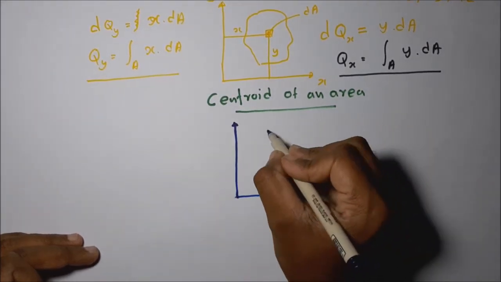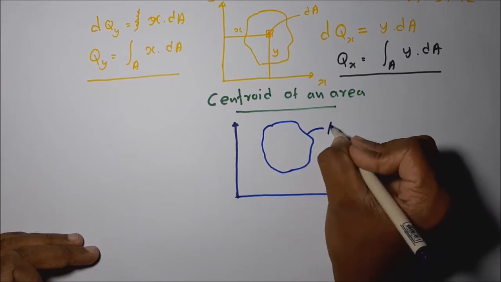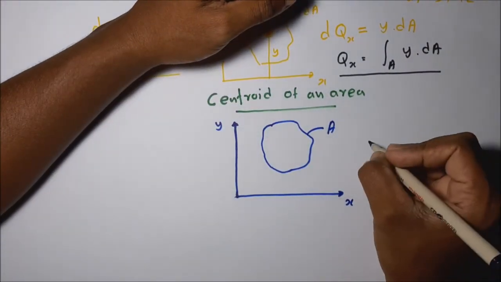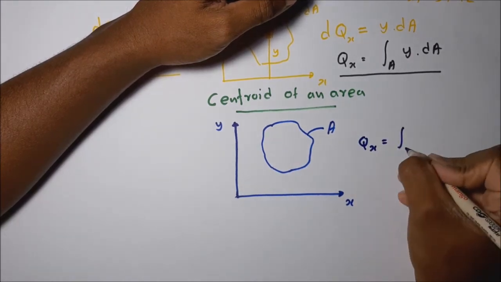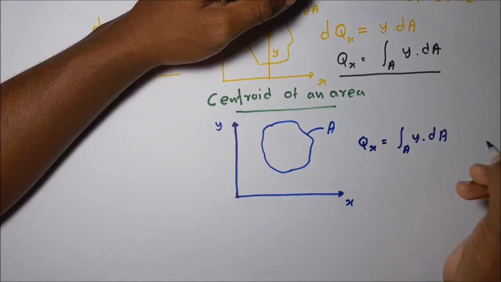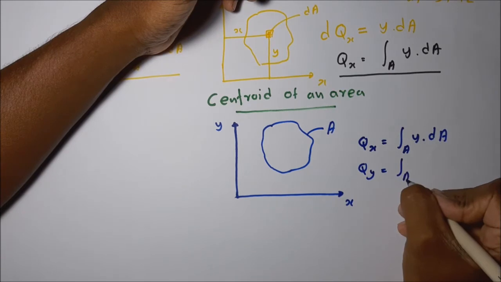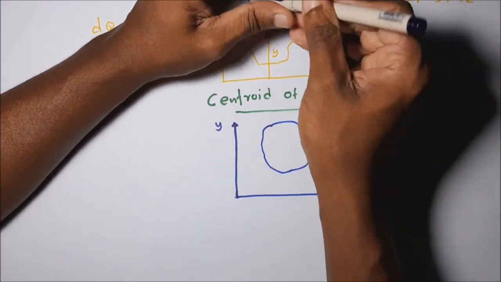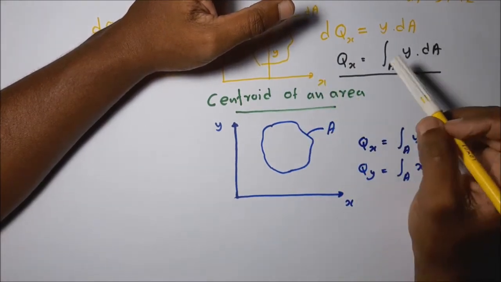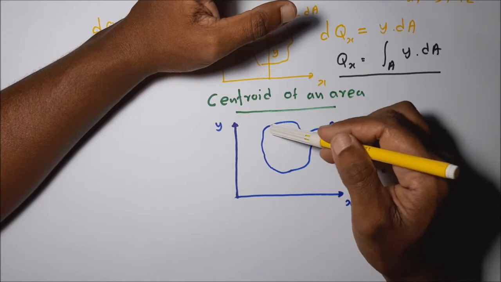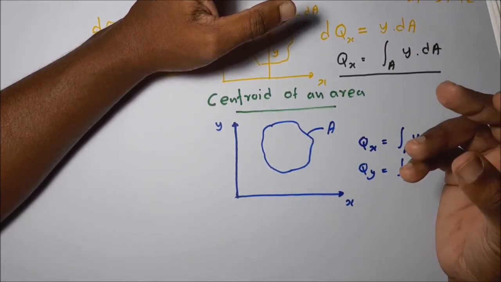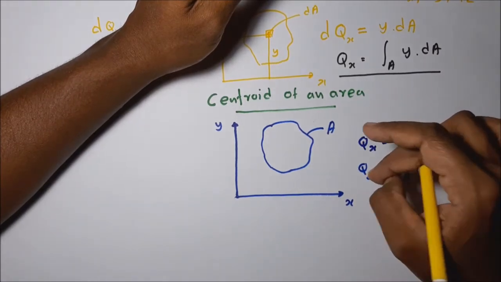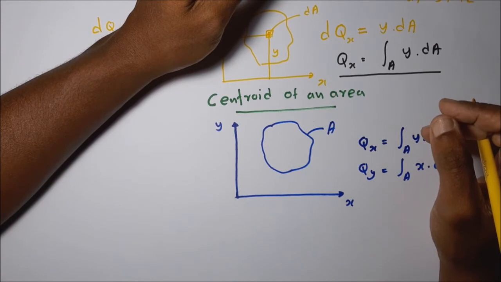Let's take this kind of surface area, magnitude A. It produces a certain moment around the x axis. That amount is Qx equal to the integral over A of y dA. Then Qy is equal to the integral over the surface area of x dA. Then the centroid means if you can concentrate this area to a point, where we have to place this point area to get the same Qx and Qy, that point is called the centroidal point.